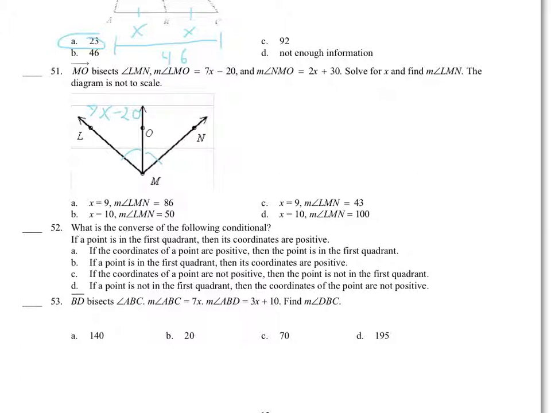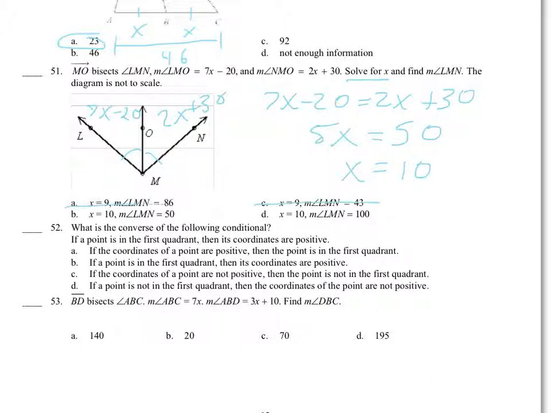NMO, 2x plus 30. They're equal to each other, so if I'm going to solve for x, I'm going to say that 7x minus 20 equals 2x plus 30. Subtract 2x, add 20 to both sides, divide by 5, and x equals 10. Which means C is out, and A is out.